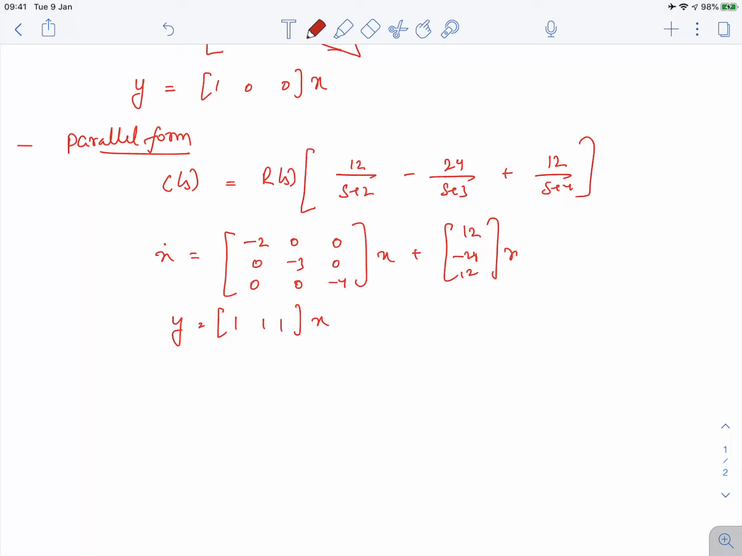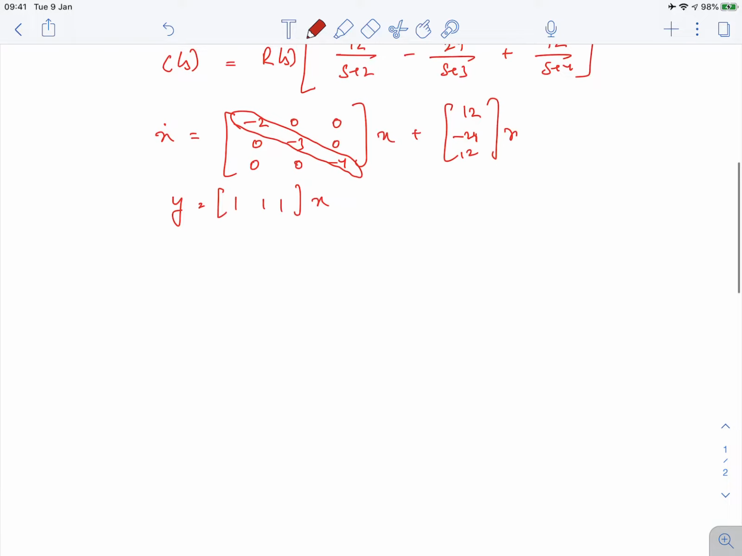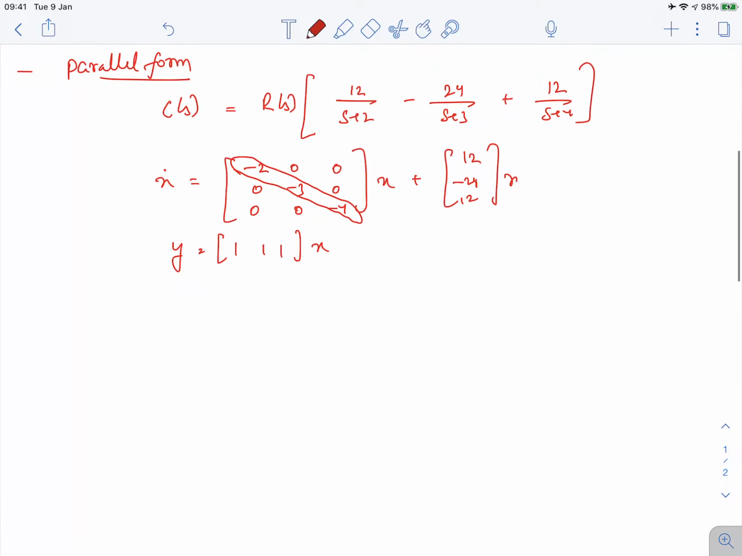is x. So here in this parallel form you would notice that we have all the roots of the transfer function in the diagonal elements of this A matrix, right? Now another form we saw very quickly yesterday is what we have specifically called the Jordan canonical form.